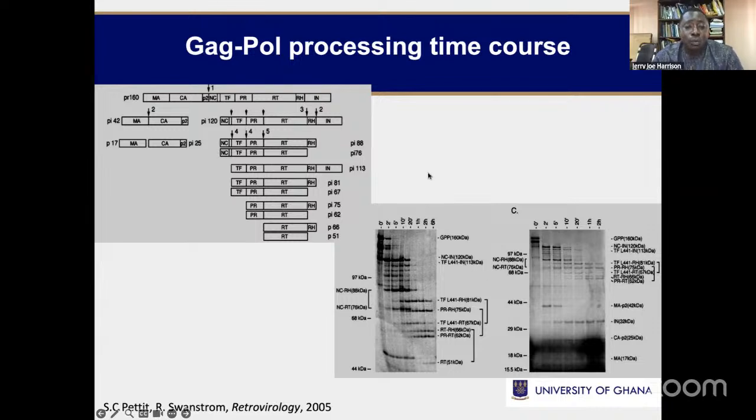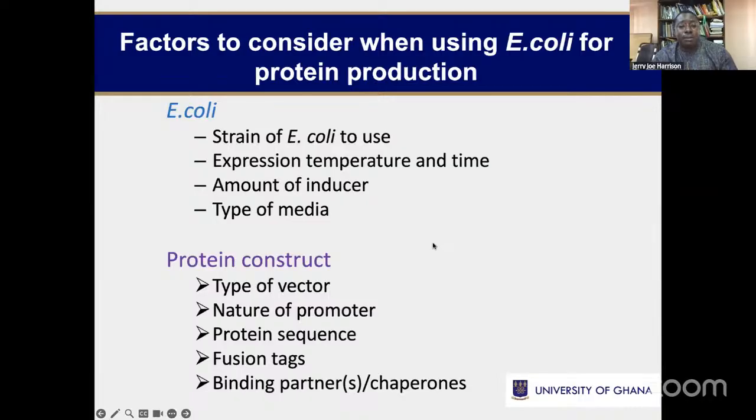And so we went to work and also began working on the pol portion of the polyprotein to see whether it would be amenable to structural studies. Because I was working in E. coli, again, these are just reminders for people. If you want to express proteins in E. coli, these are some of the things that you want to look at.